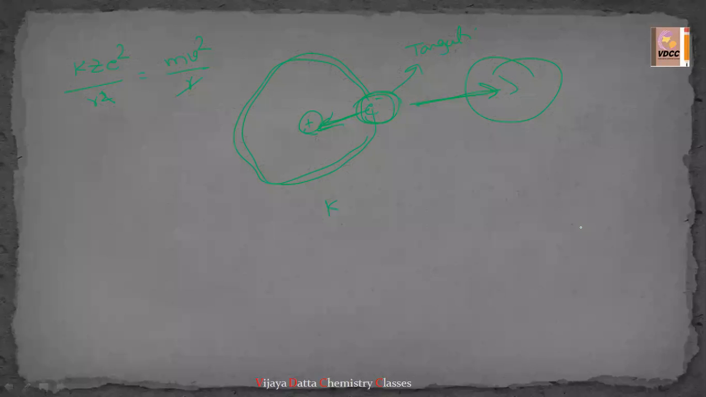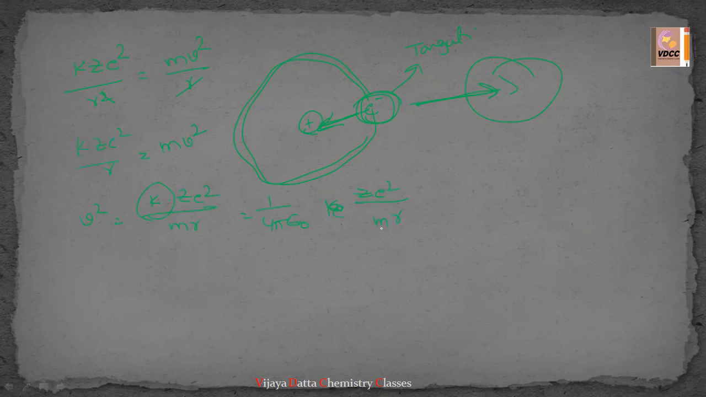So r gets cancelled. What is left here? k z e square by r, which is equal to m v square, right? So I want v square equal to k into z into e square by m r, but actually that k is called 1 by 4 pi epsilon naught, right? So this one is 1 by 4 pi epsilon naught into z e square by m r.